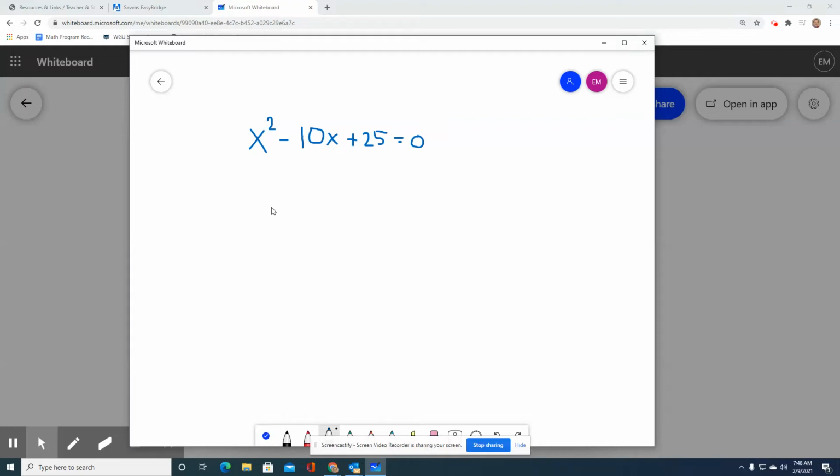Hello, Algebra 2 students. This is Mr. Myers, and I want to go over problem number 16 from Friday's homework. They ask us to find the solutions to this quadratic equation by using the quadratic formula.